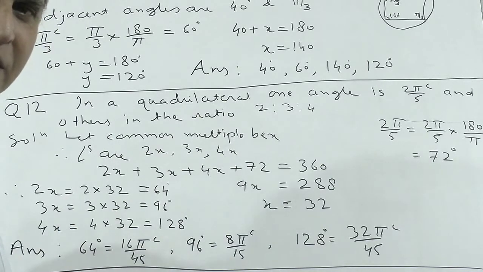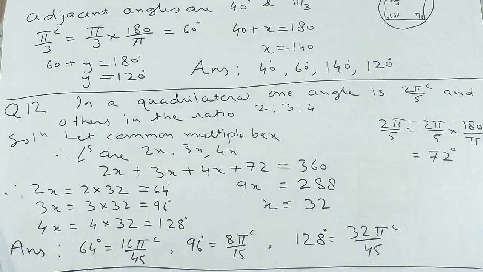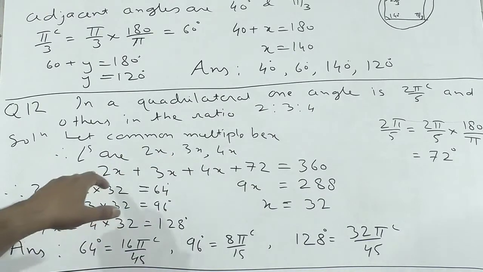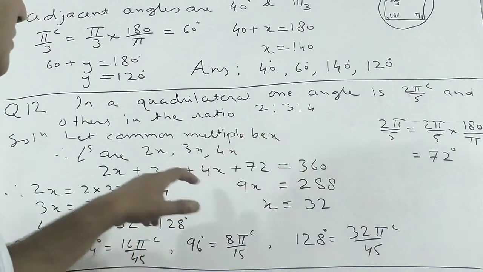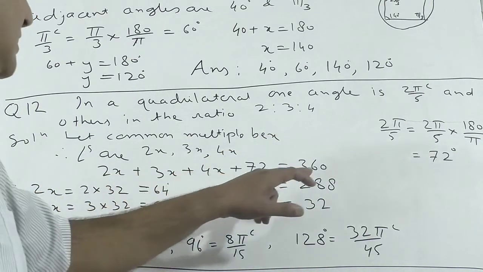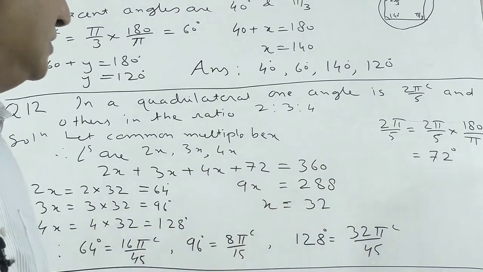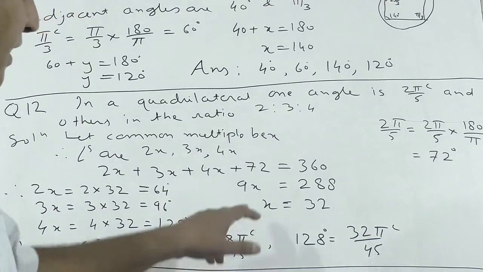So let the common multiple be x when a ratio comes. So 2x, 3x, 4x are the other angles. As per the condition, these three angles and this 72 sum to 360. So 9x plus 72 is 360. 72 shifting that side, 288. x equals 32. X value we got.